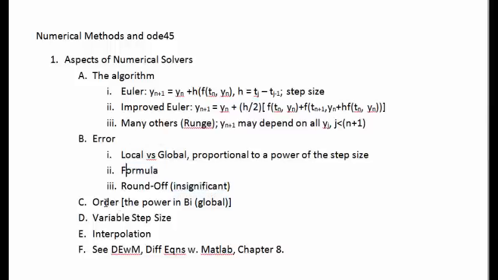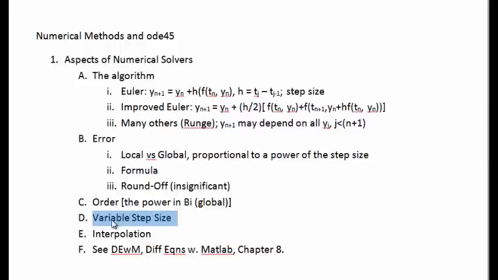Okay, the order of a method is actually the power that appears in the global error. So that's what this references. The Euler method is first order, improved Euler is second order, Runge-Kutta is fourth order, and ODE45 is actually a combination of fourth and fifth order methods.